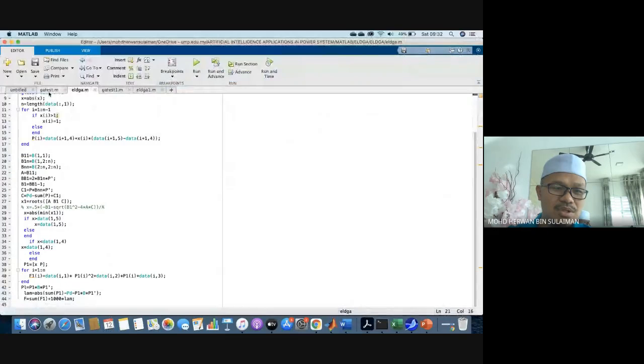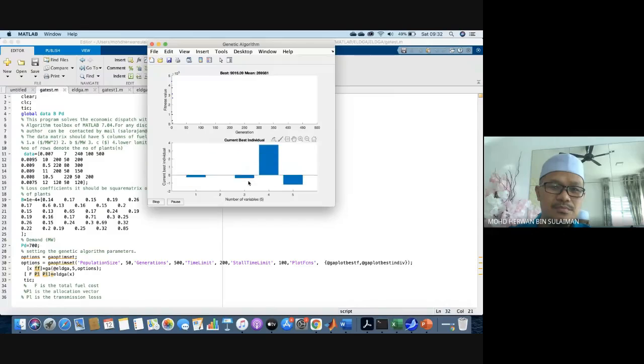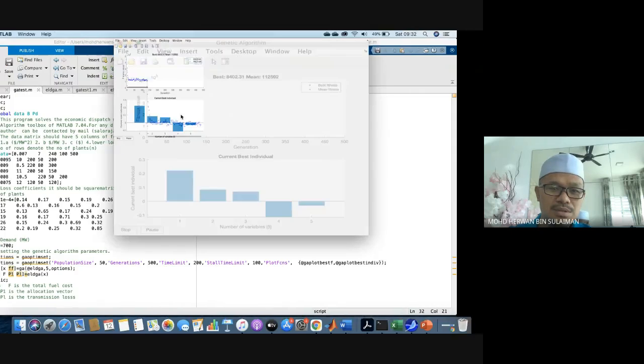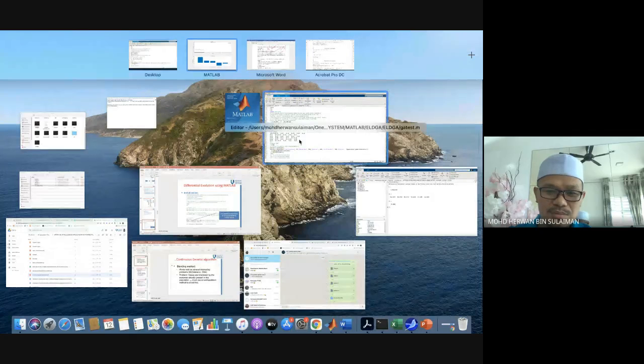So you need to run from the GA test here because this data is obtained here. So if you run this thing, as you can see here, you set the maximum iteration to 500, but it stopped at less than 150. As you can see here, this is a current based individual. You have 1, 2, 3, 4, 5, but I think this one has an error because you got negative variables. Never mind, let's take a look at what the result is about.